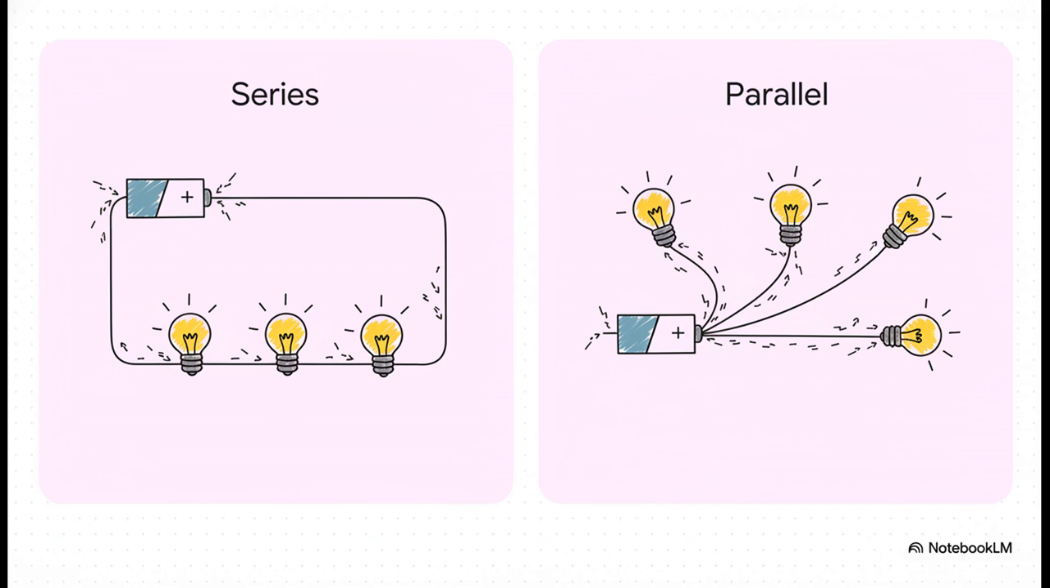Now think about your house. It's wired in parallel. And thank goodness for that. That's why you can turn on a lamp in one room without turning on everything in the whole house. And it's why every single one of your outlets provides the same amount of voltage.